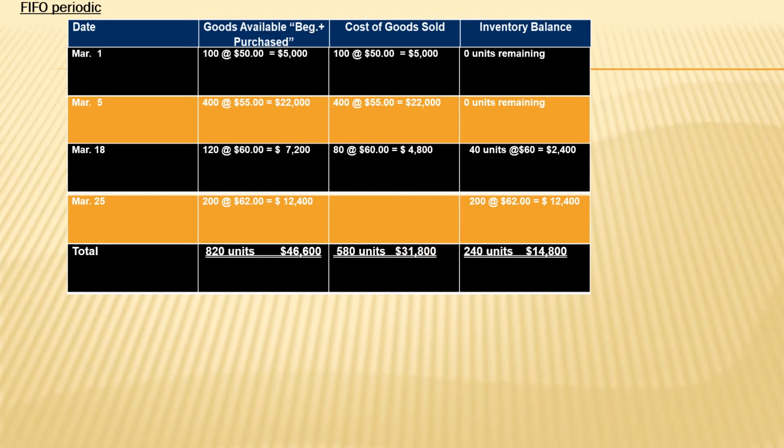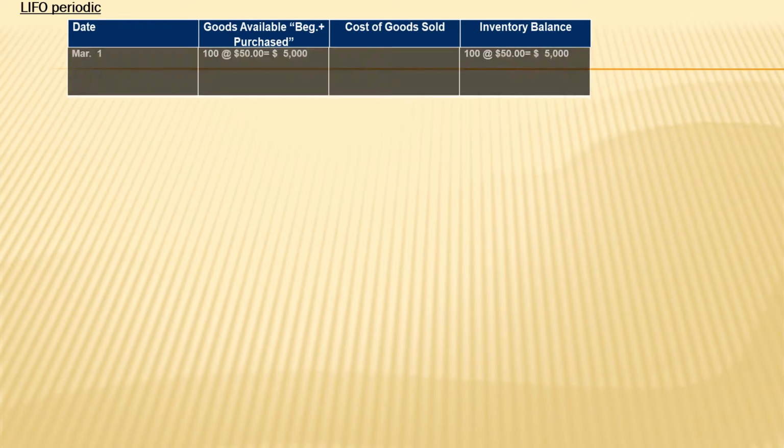As you have seen here, I took the first 100, then the second 400, then the second 80 to complete them, 580 units sold, from up to down. Okay. Going to LIFO, it is the opposite. I move from down to up.